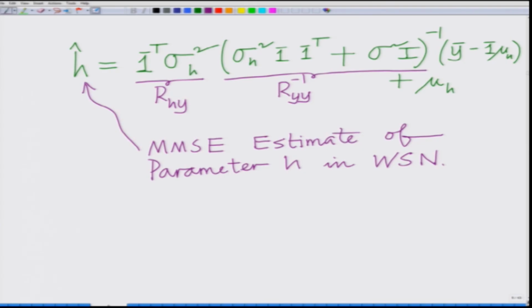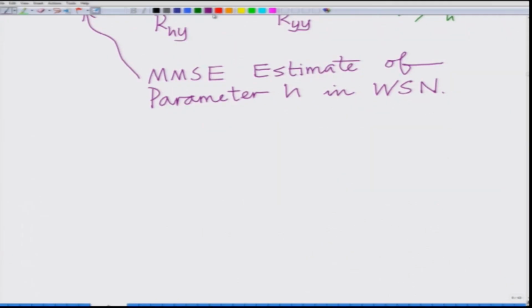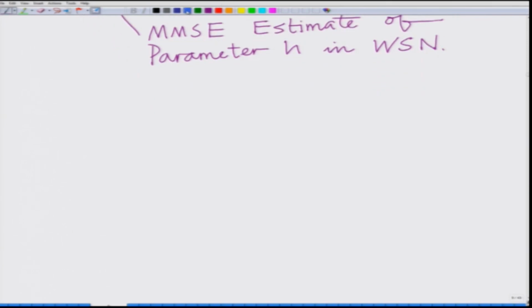Now, what we are going to do in today's module is to further simplify this expression for the estimate of the parameter h. This is a complicated expression, so we are going to simplify it so that it is easier to interpret and easier to draw inferences from. To do this, first let us start with this quantity: sigma h square 1 bar 1 bar transpose 1 bar plus sigma square into 1 bar transpose.